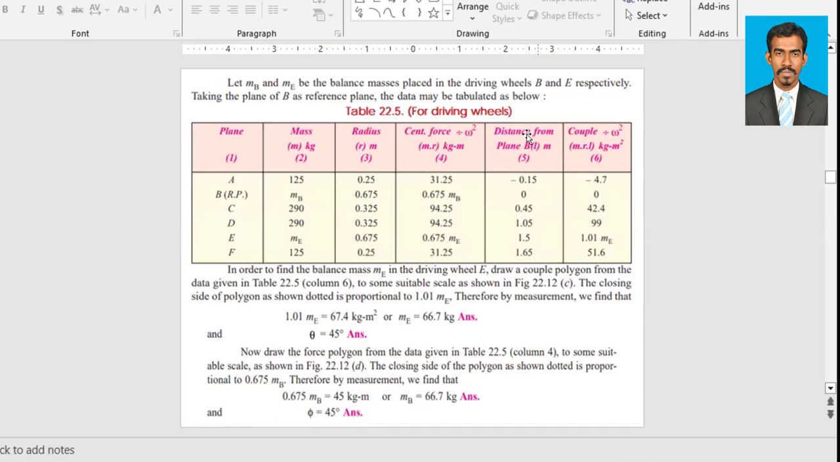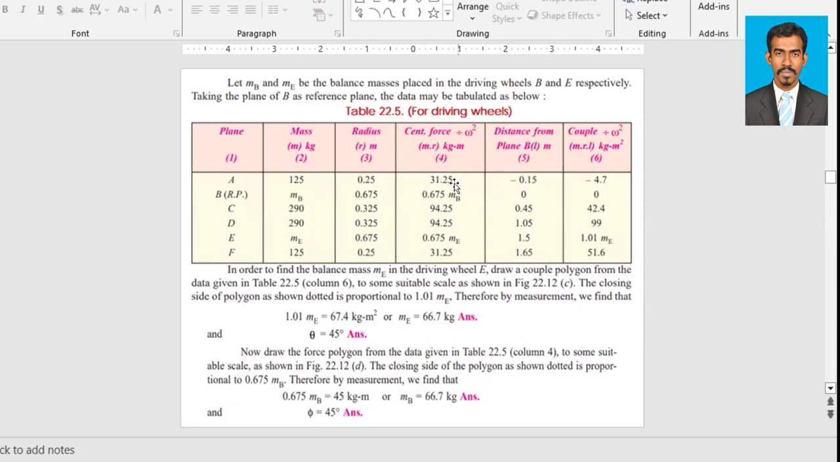So from this data and this data, we can find the couple. Couple is equal to force into distance. We have force data here, distance data here, so we can find the couple. So couple equals m r omega squared into L. Since we have divided the force by omega squared, we will divide here also by omega squared, so omega squared will not appear in the equation. So what we will have is m r l. So m r is here, L is here.